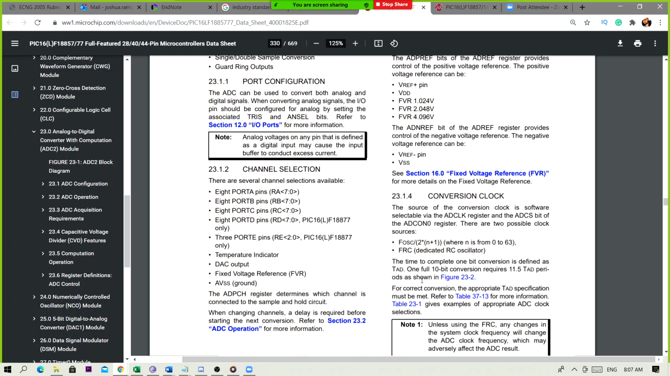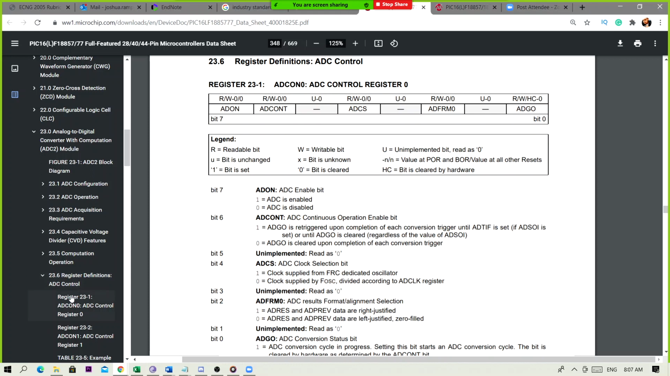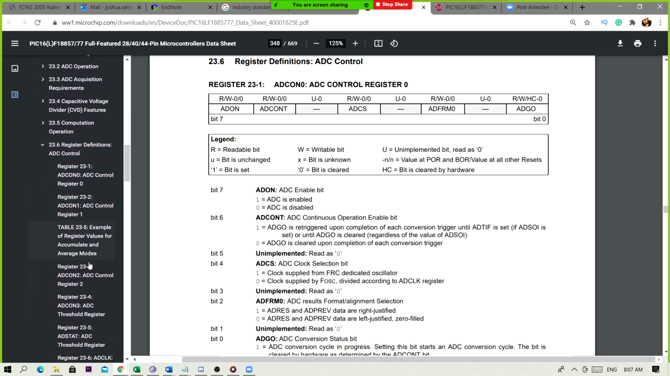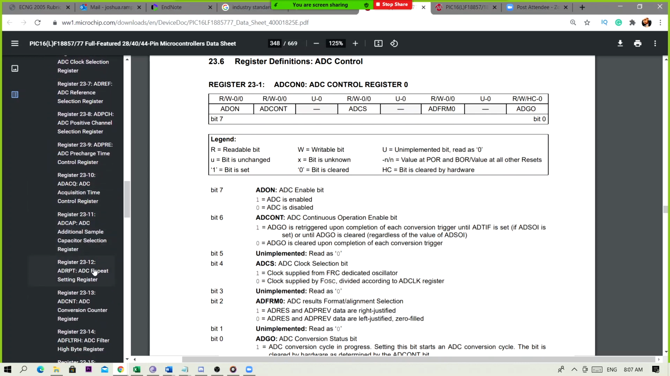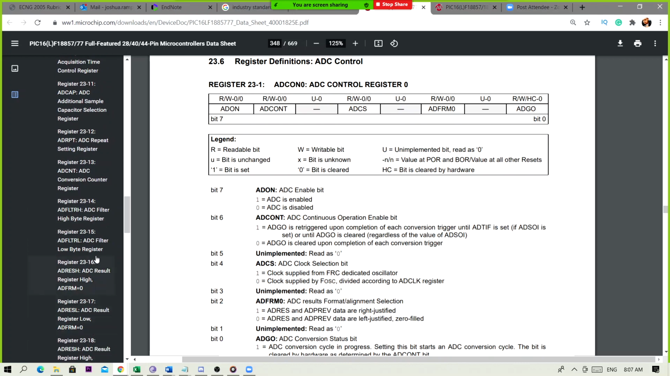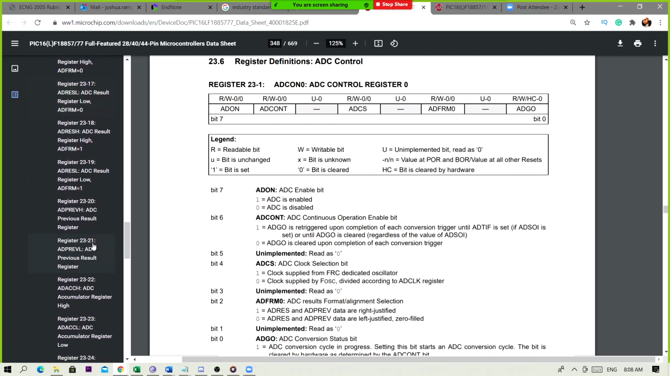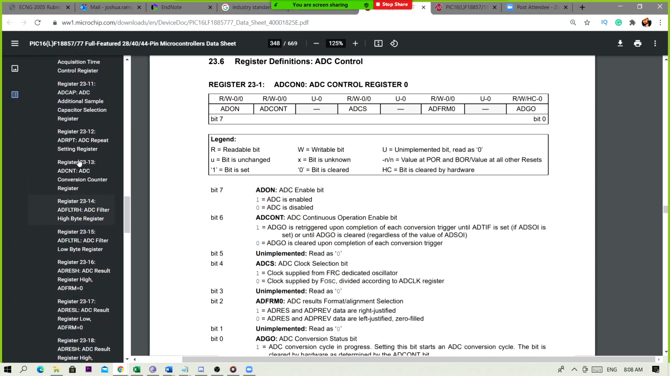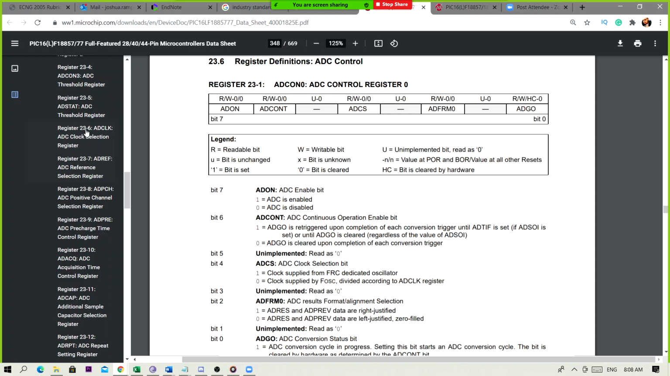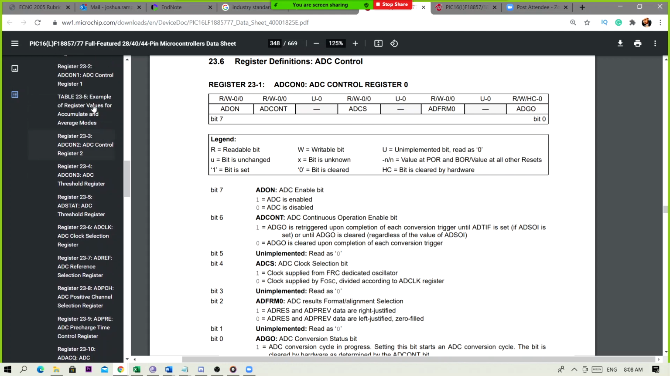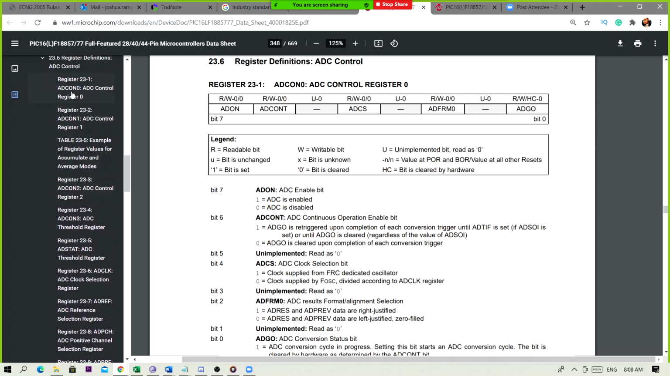If you look in your table of contents, you see section 23.6, register definitions, ADC control. I want you to expand that section, and then find what it was named, AD something, ADPCH. Where did it go? I think you passed it already. It's in alphabetical order. Start at the first, just read each one at a time.